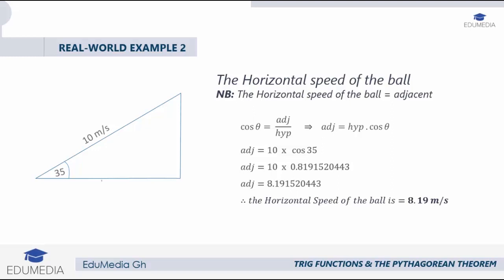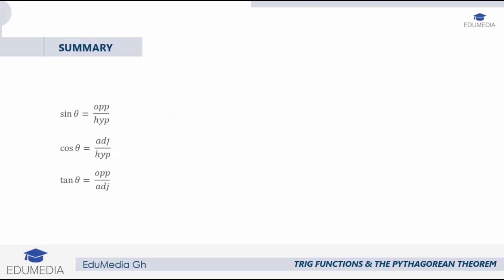Okay, so let's look at the summary of all that we did in this video. We saw how this function was the sine theta. So sine theta is the same as opposite divided by hypotenuse. It's just a fraction. And what is that fraction? Take the opposite side of the right triangle and divide that by the hypotenuse side of the right triangle. And the cos theta is adjacent divided by hypotenuse. Then the tan theta is opposite divided by adjacent.